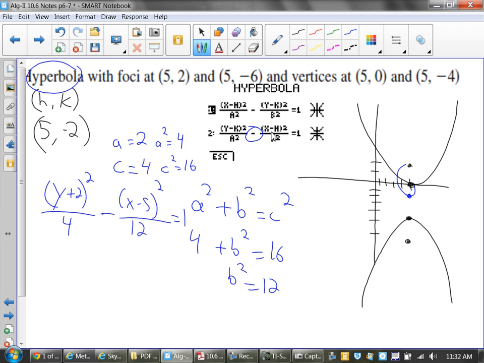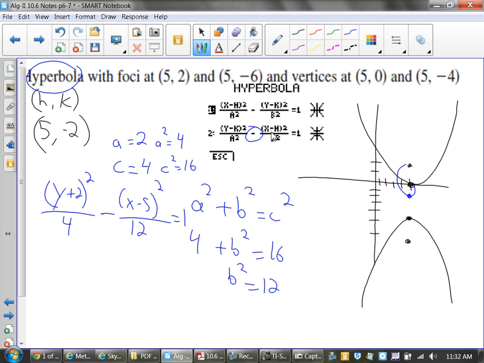Wait, so don't we add to this one? Yes. a squared plus b squared is c squared. 4 plus b squared is 16. I had to subtract the 4 over to get b squared by itself. Even if you know that it was a hyperbola and it says the foci are like that, you should know that.